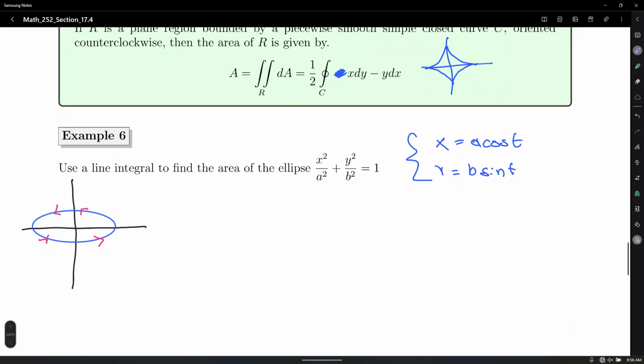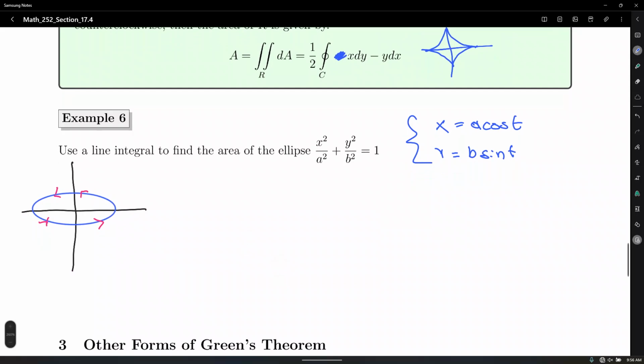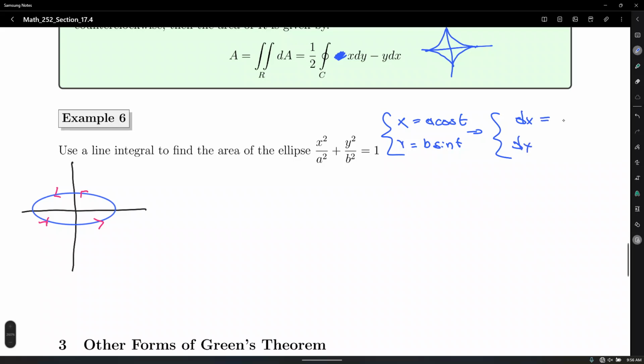Well, the case where A and B are equal, it's a circle of radius A, radius 5, radius 17, radius 97, your favorite number, your favorite radius. Okay, let's find the differential here, the derivative. So the differentials will be dx equals negative a sine t dt, dy equals b cosine t dt. All right, we have everything we need to evaluate the line integral.